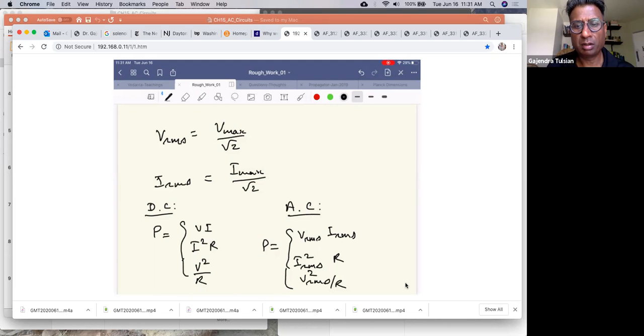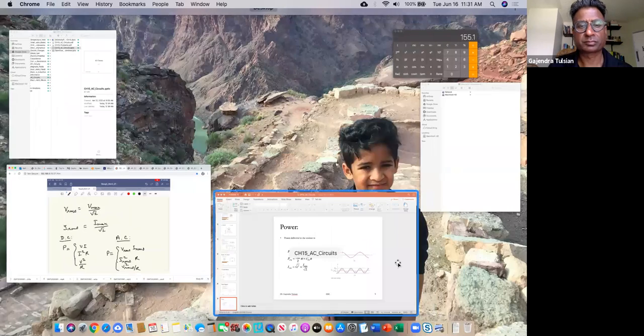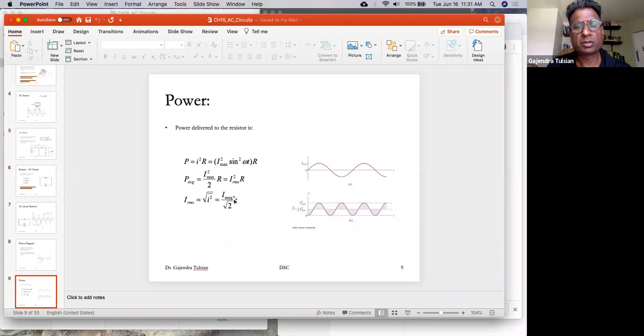Actually, we'll have to correct this. We'll come to that in a second. For a purely resistive circuit, this is true. So we'll come to that in a second. All right, so that's what our RMS values are.